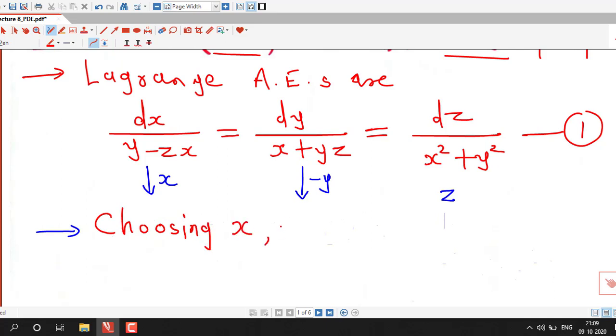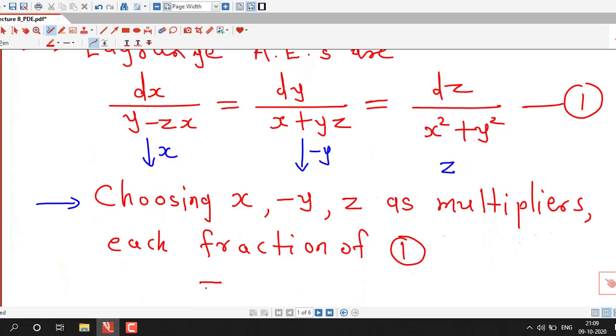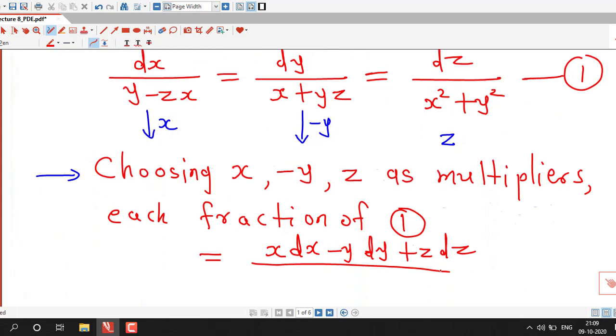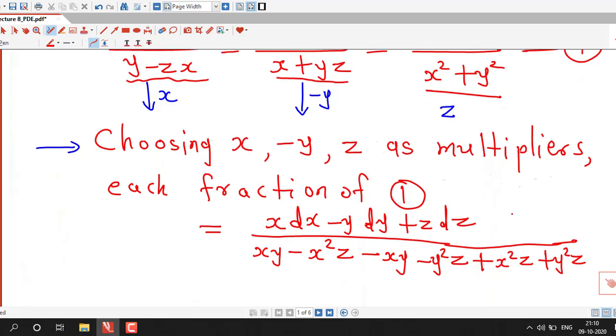So choosing x, minus y, z as multipliers, we will have a new fraction which is equal to each fraction of equation 1. So it is equal to x into dx minus y into dy plus z into dz. In the denominator, we have to write multiplication of this by x. So it is x into y minus x square into z. This is multiplied with minus y. So we obtain minus xy minus y square z. And this is multiplied with z. So it is x square into z plus y square into z.